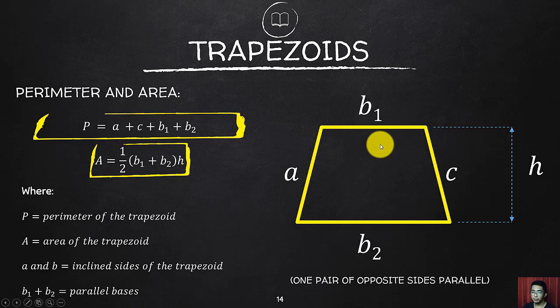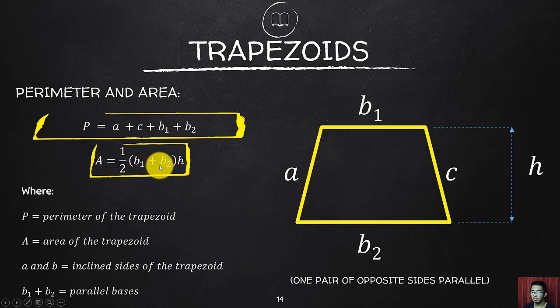So how do you compute now for the perimeter and area of the trapezoid? Of course, for the perimeter, simply add all of the sides. It's a plus c plus b sub 1 plus b sub 2. By the way, the naming of the sides is completely up to you as long as you know what those sides represent. For its area, however, that is 1/2 quantity base 1 plus base 2.